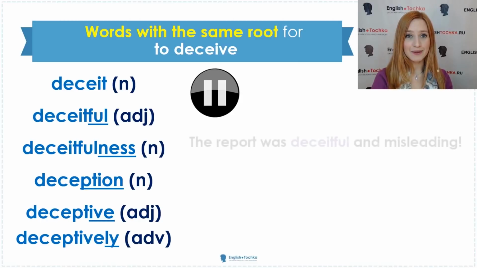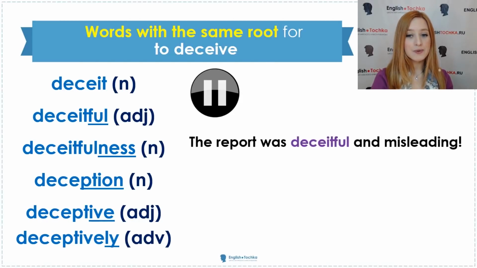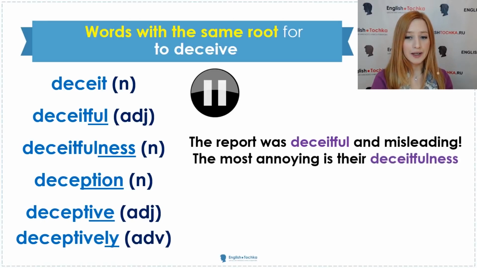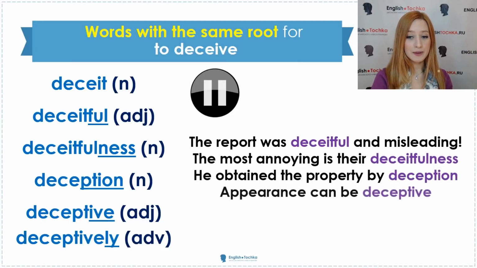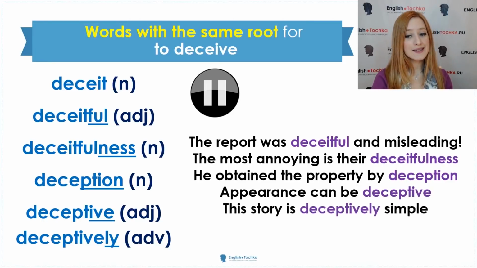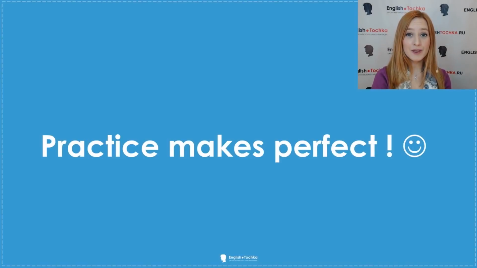And the examples. The report was deceitful and misleading. The most annoying is their deceitfulness. He obtained the property by deception. Appearance can be deceptive. This story is deceptively simple. Actually, it's not simple. Alright, so thank you very much for watching, and remember that practice makes perfect.